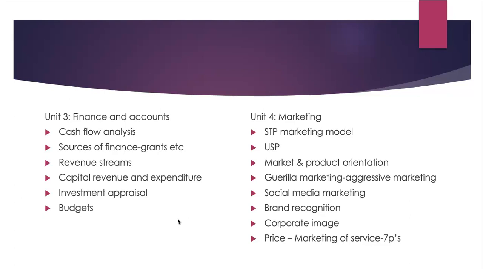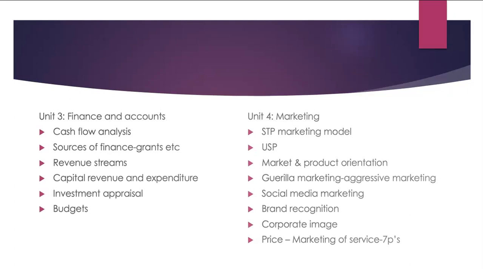All right, look at corporate image, and also you can look at pricing, because in the case it mentioned that local students and international students were being charged differently, and hence that is price discrimination. But also look at marketing of services for HL students. You're using the 7 P's: people, physical evidence, and processes, and that is important to look at.